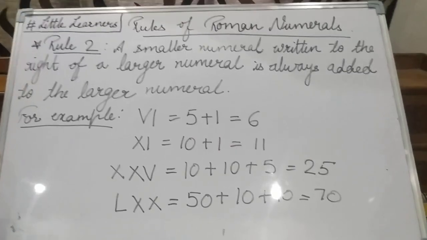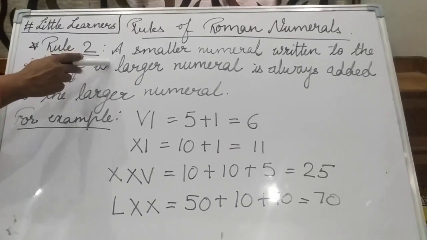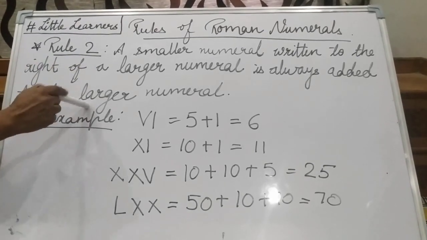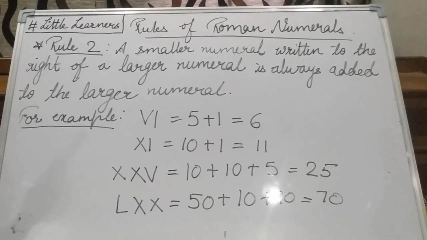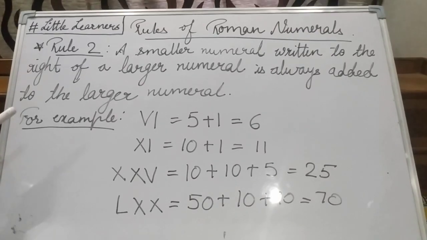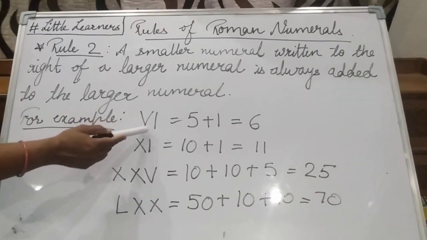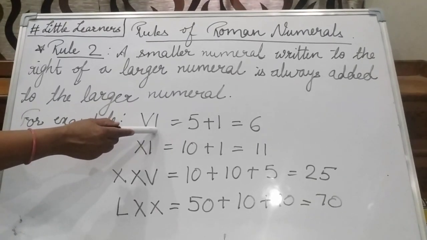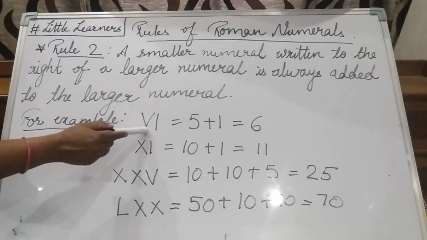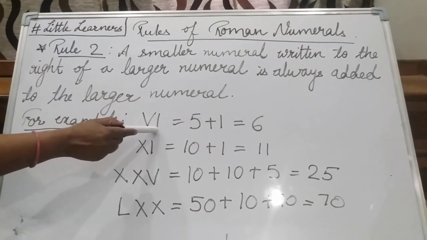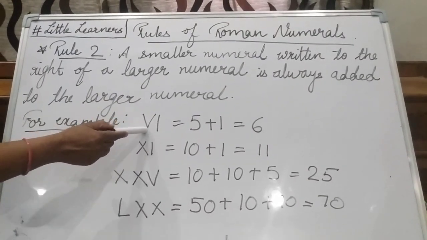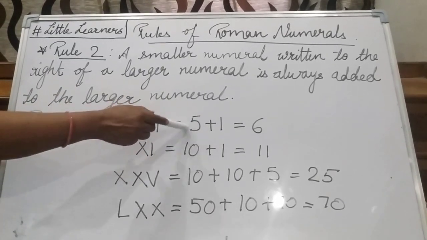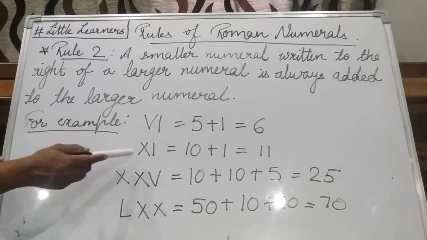The second rule of Roman numbers is that a smaller numeral written to the right of a larger numeral is always added to the larger numeral. It means that if any smaller numeral is written on the right hand side of the bigger one, see here, V is bigger and I is smaller than V, and it is written on the right hand side of this V, that means we have to add them. So V is 5 and I is 1, that means 5 plus 1 is 6.